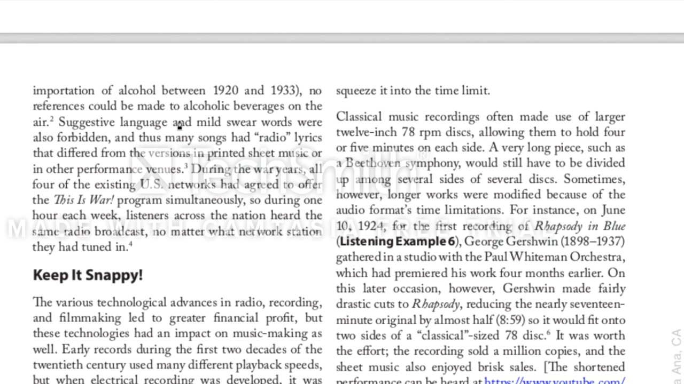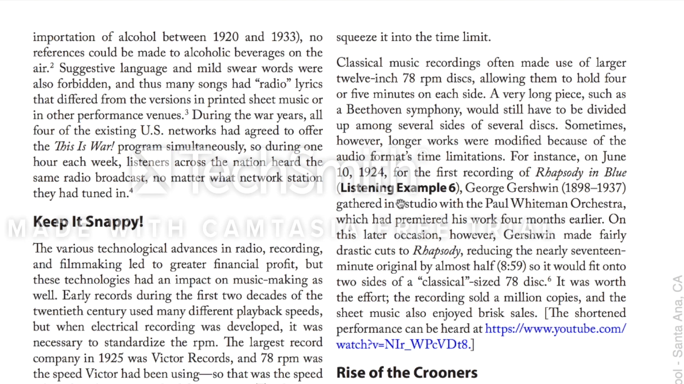No references could be made to alcoholic beverages on air. So even if a song was about an alcoholic beverage, they could not play the song. Suggestive language and mild swear words were also forbidden, and thus many songs had radio lyrics that differed from the versions in printed sheet music or in other performance venues.